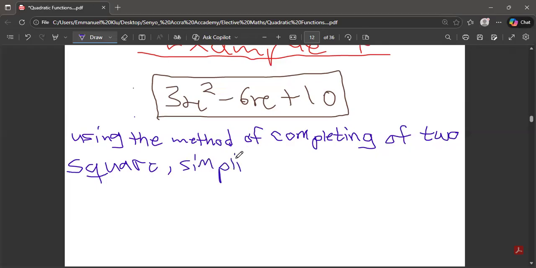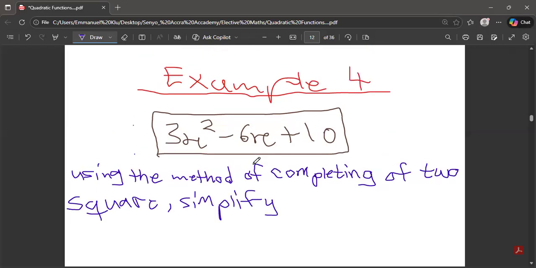If you don't have anything to tell me, I'm okay. Can you read the question we have on the board? What is the question trying to say? Using the method of completing the square, simplify the above.